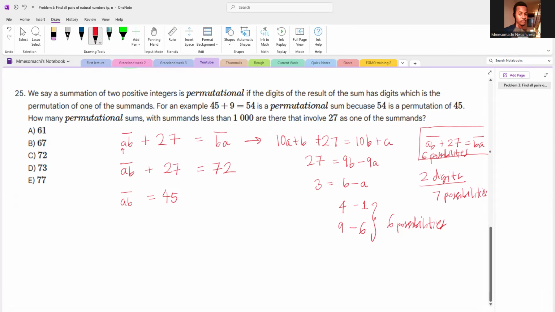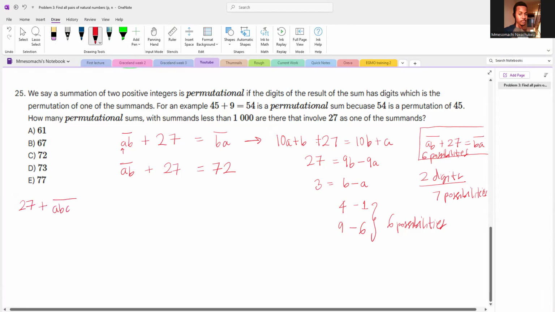Okay. So let's look at 3 digits, and this is where we begin to get a whole lot of cases. First of all, I'll look at some cases that I will try to eliminate immediately. Let's say we have something like 27 plus ABC. I'll list all the cases first. We have 27 plus ABC equals ACB.